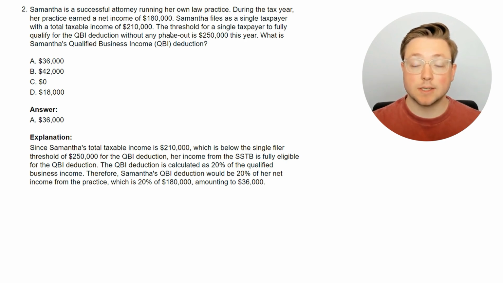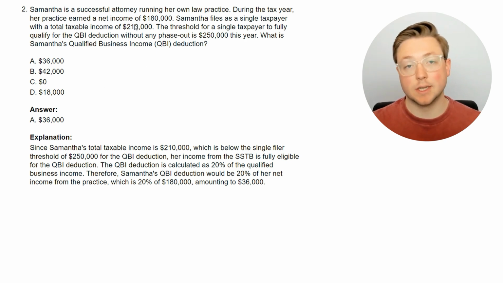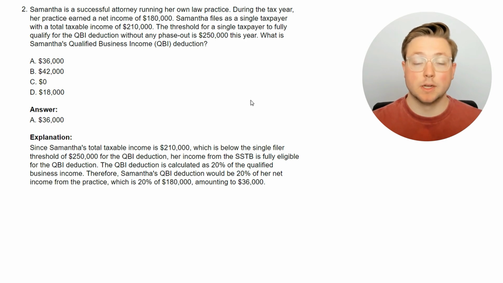And since this is an SSTB, we would need to consider that. And you do consider it for qualified trades or businesses as well, but it's a little bit different. But since Samantha is under that threshold, it's treated the same way as it would be if this was a qualified trade or business instead of an SSTB. So I just wanted to show how similar they are there. Now let's start getting into a few of the limitations. And let's go to the next question.